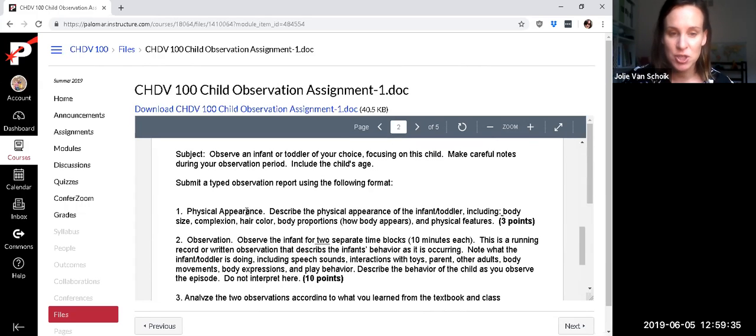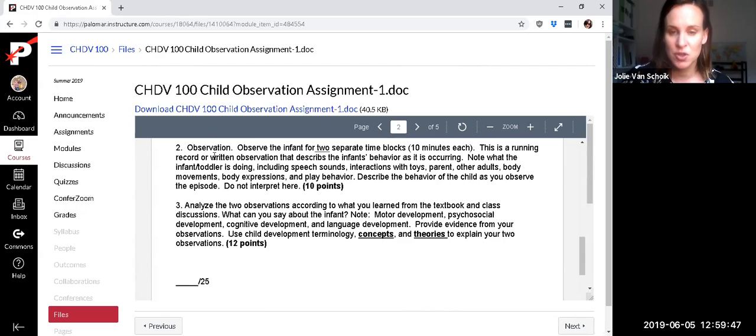So in my first part, I'm going to talk about physical appearance. Tommy is about 20 inches tall. He weighs 17 pounds. He's got curly brown hair and brown eyes. Then I'm going to observe. So then you're going to go there and you're going to see him for 10 minutes.